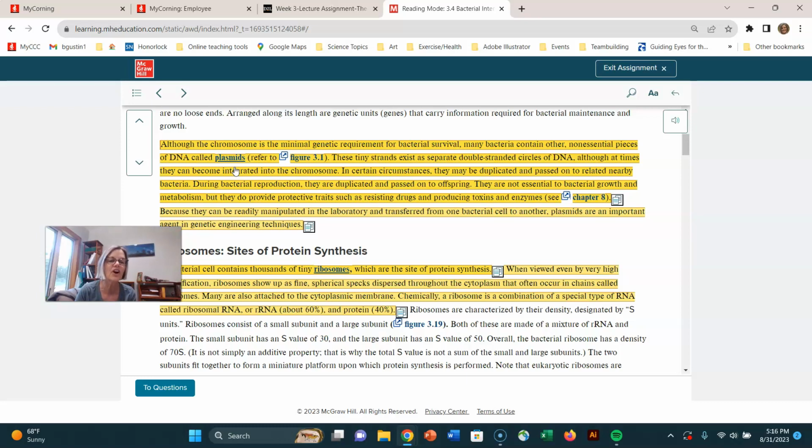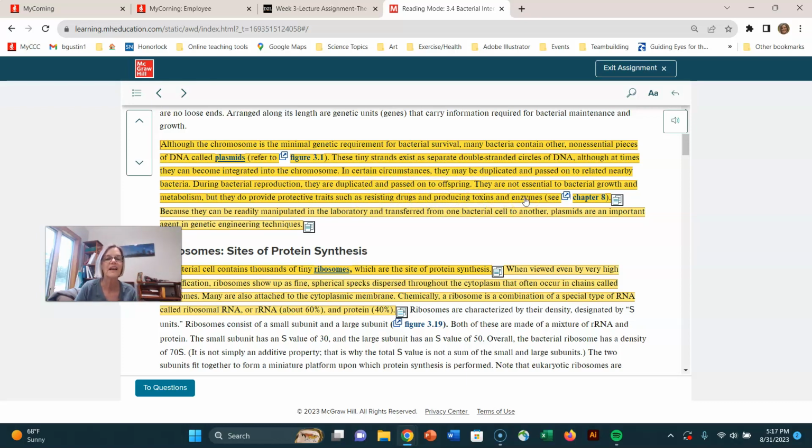But the genes that are on plasmids are not necessarily essential for normal life in the bacterial cell. So I always think about plasmids as being pieces of DNA that give the bacterial cell a superpower. Here they're saying that when the cells reproduce, plasmids are passed on to the offspring, but the genes there are not essential to bacterial growth and metabolism. But they do provide protective traits such as resisting drugs, producing toxins and enzymes.